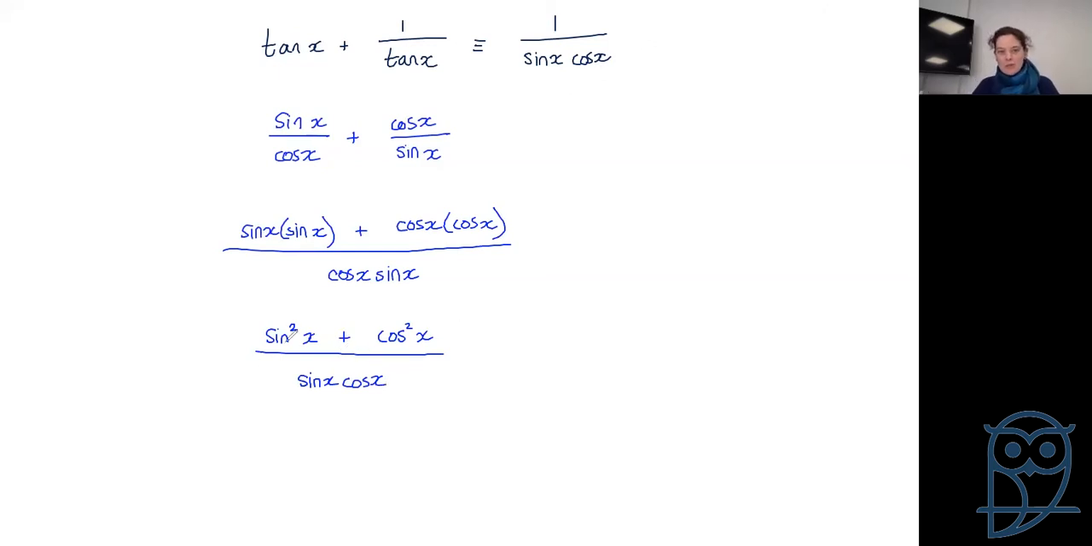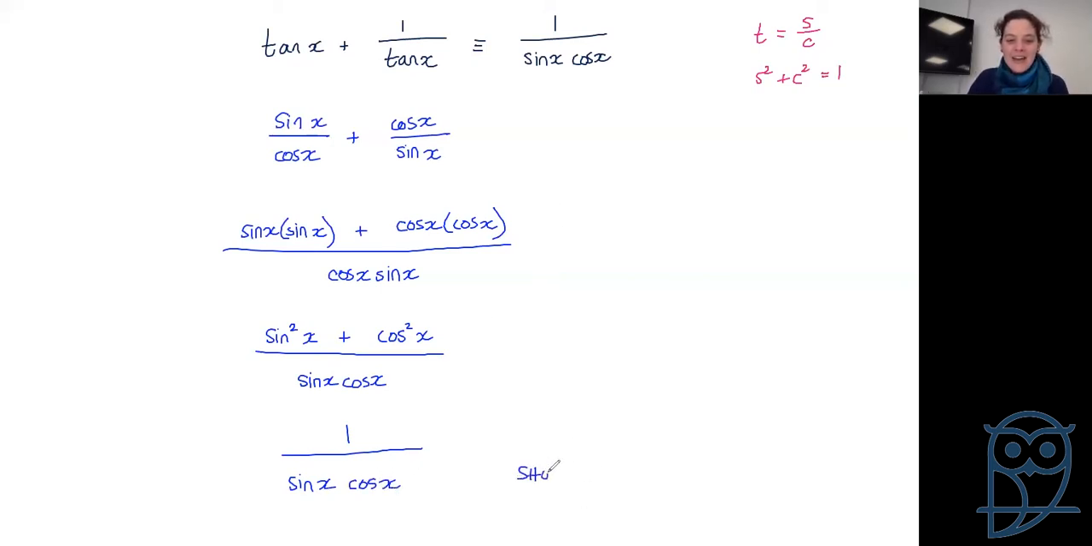Now we have to just think about the top. And remember, we had those 2 identities. We had tan is sine over cos. And we had sine squared plus cos squared is 1. And what have we got on the top of our fraction? Isn't it wonderful? We've got sine squared x plus cos squared x, which is 1. So we have 1 over sine x cos x. We are matching our beautiful right-hand side. We have shown that our identity is correct.